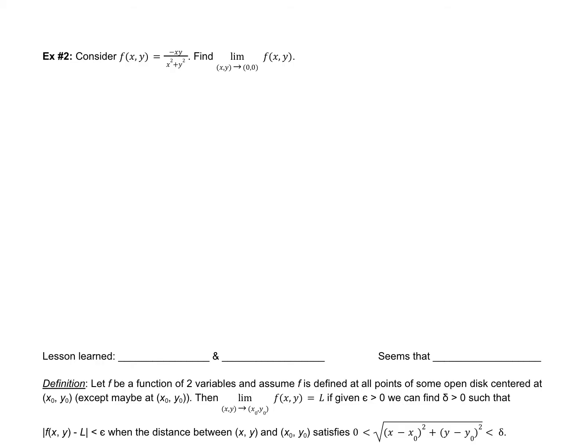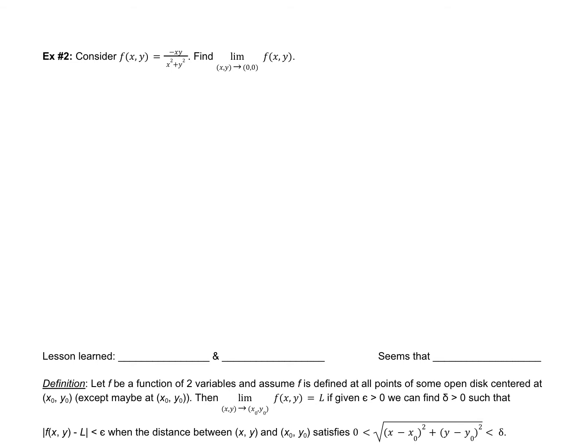So first thing that you should do is try plugging in (0, 0). As you can see already, you're going to end up with 0 over 0. Okay, so that's a problem. That does not mean the limit does not exist. Okay? We can't just say, can't plug in (0, 0), limit doesn't exist, therefore we're done.